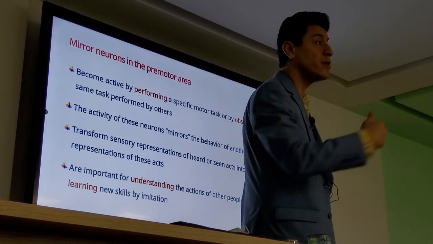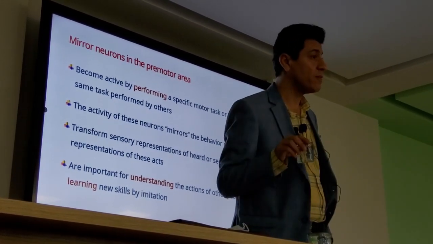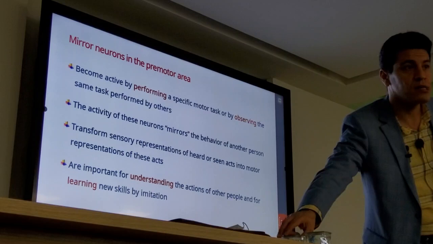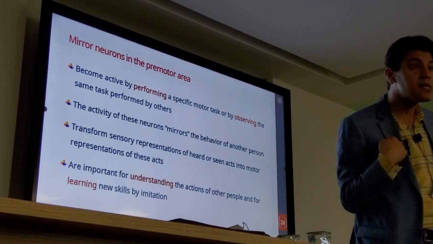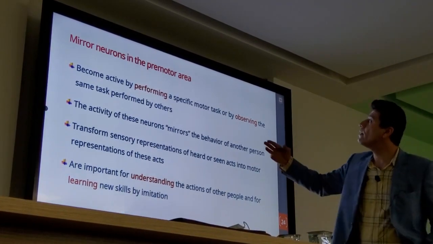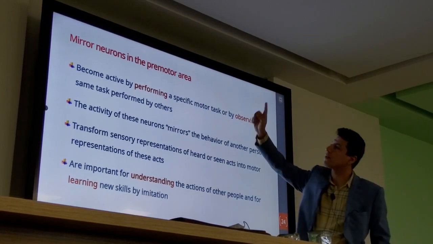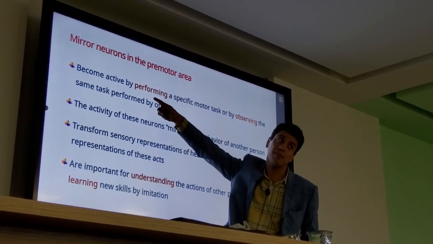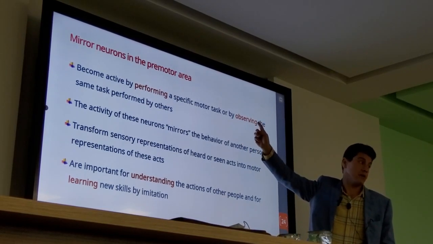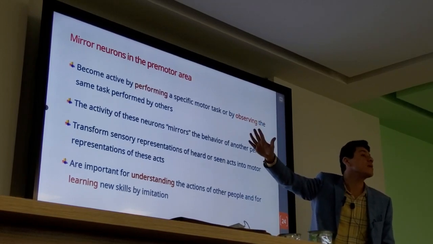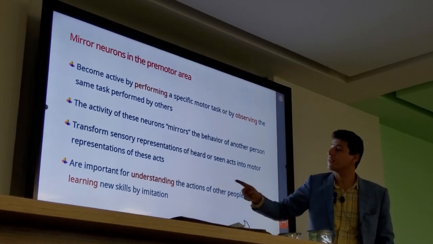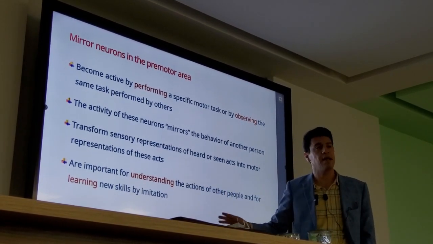But there are also other neurons that are activated for this movement. But these neurons are also activated when I observe that you are doing this. You know this? So we call this mirror neurons. Mirror neurons are active both by performing a specific action or by observing that specific action that is being done by another person. Right?